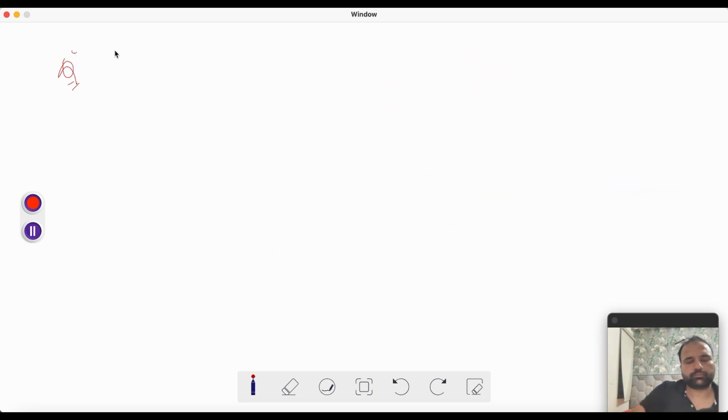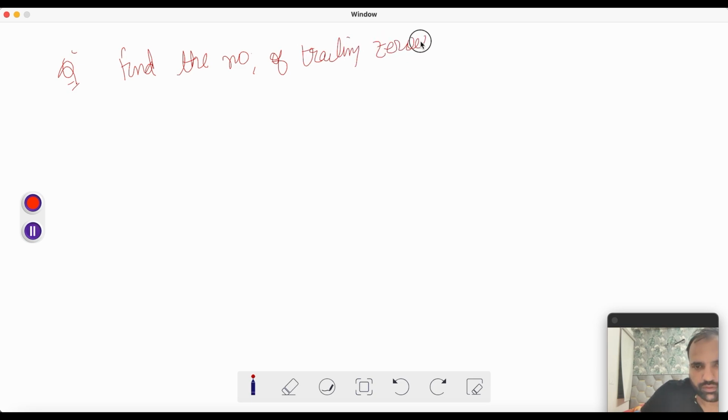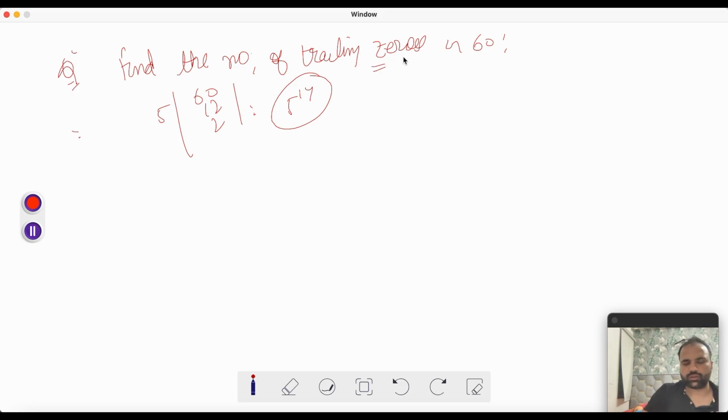Now again, find the number of trailing zeros in 60 factorial, if we say. So how can we do this? 5 into 60 is 12, and 2, we have 14, isn't it? Okay, so this is a very easy concept. Now we'll jump from this concept to yet another concept.